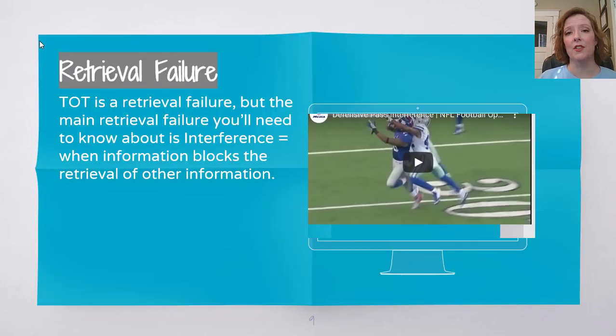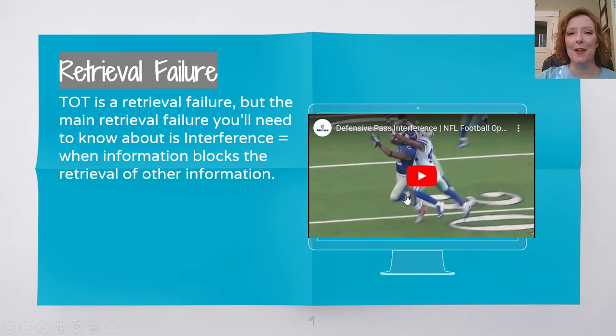We talked about tip of the tongue phenomenon, and this is a retrieval failure, but the main retrieval failure you'll need to know about is interference. This is when information blocks the retrieval of other information. So let's look at some examples of passing interference. As you're watching the video, see if you can relate it to what we're talking about.